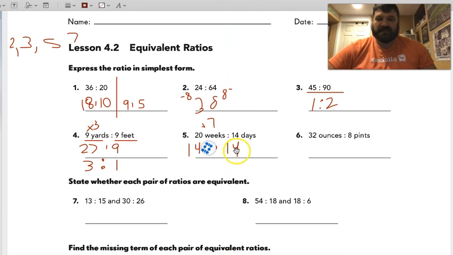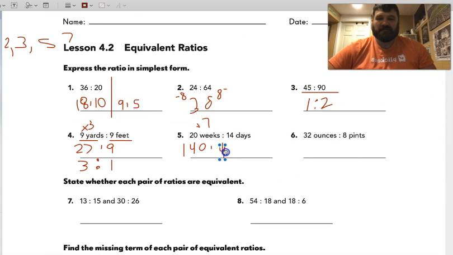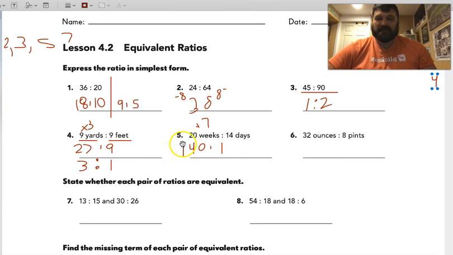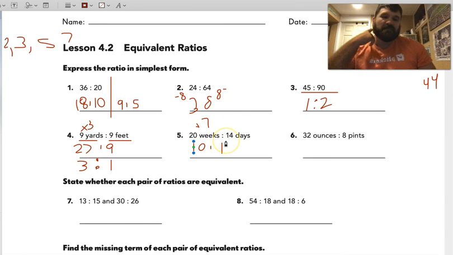I hope you can see that 14 and 14 is the same, right? So we can get rid of that. You divide both by 14, right? So if I divide 14 by 14, I get 1. And if I divide 140 by 14, I get 10. So for every 10 days, there's 1 day, whatever that story would be.